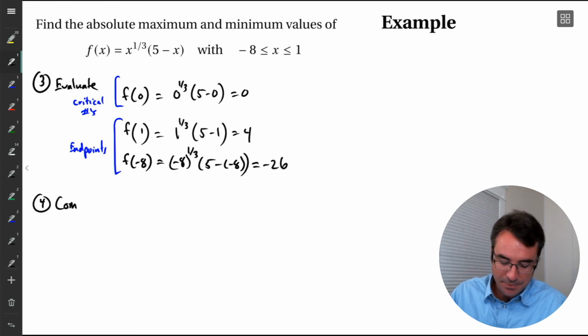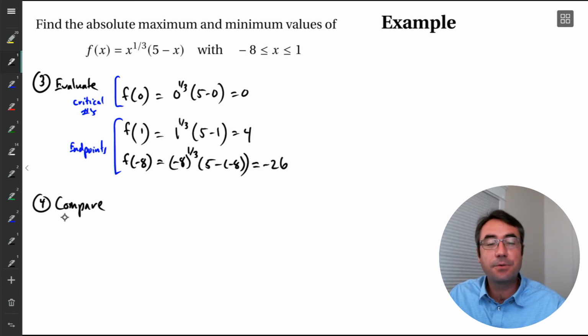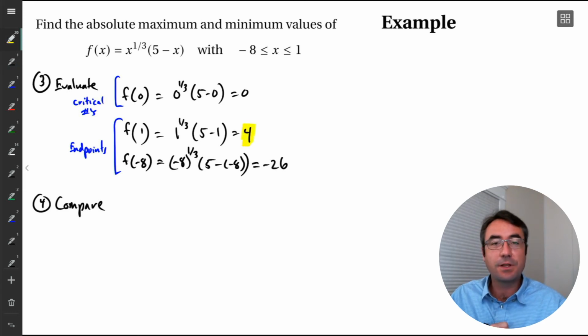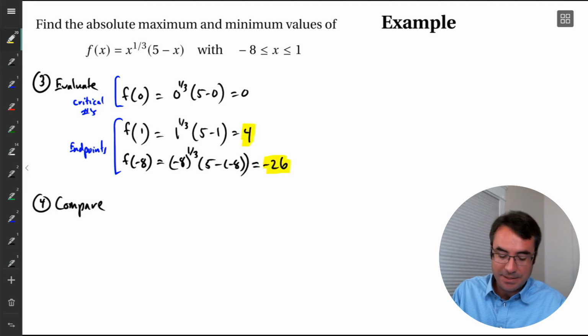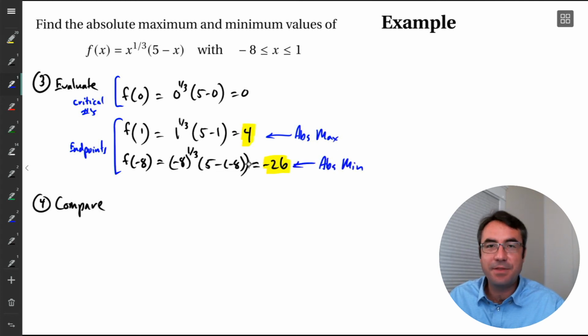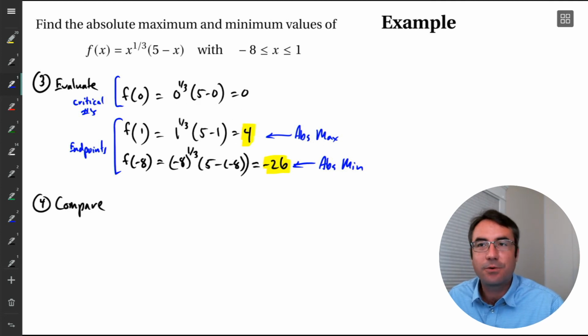All right, so that's our evaluation step. And now we need to actually go through and compare. So we have these 3 values that we're going to compare. The largest is our maximum. The smallest is our minimum. And we see that 4 is the largest value there, and -26 is the smallest. So here's our absolute max, and here's our absolute min. Again, could happen at any of these, so it's just kind of coincidental in this example that the absolute max and min are occurring at the endpoints. But you might find one where it occurs at a critical point, a critical number.